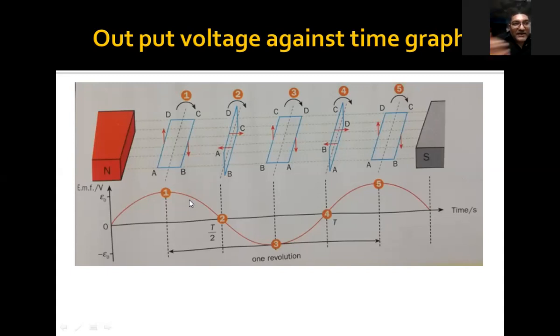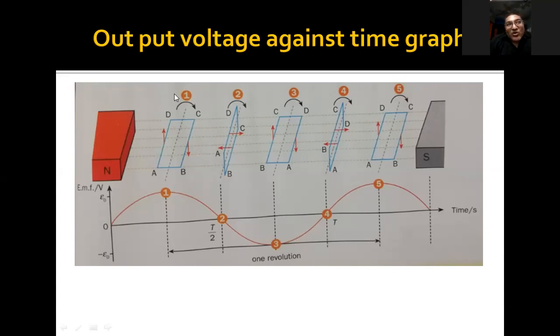For example, in the first position here, you can see that the ABCD is a coil inside this magnetic field, and it's rotating in the clockwise manner. But right now, the coil is horizontal. So the two sides in which I am basically interested are the AD side and the BC side.